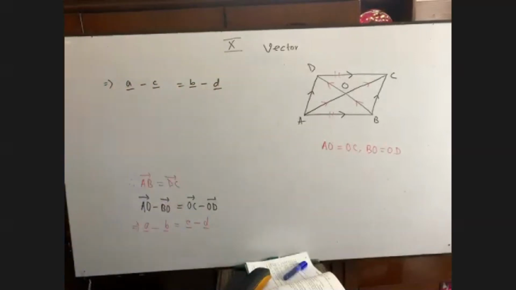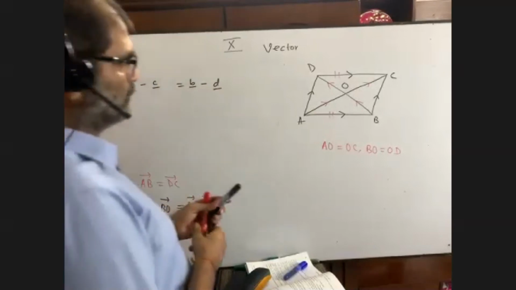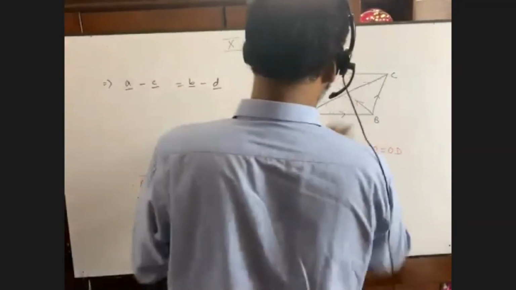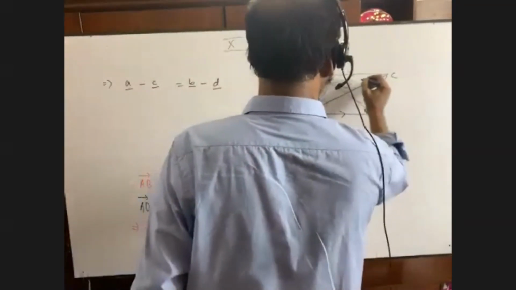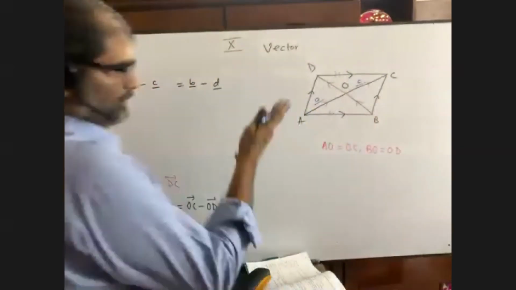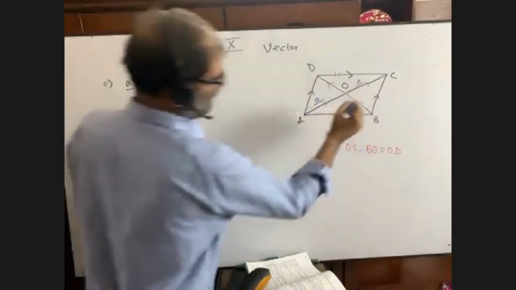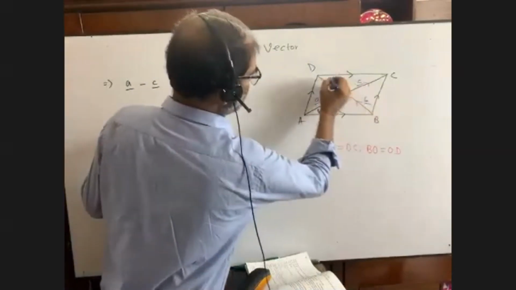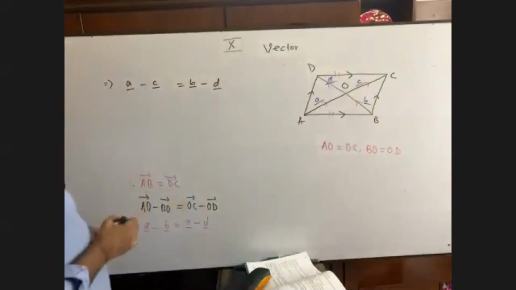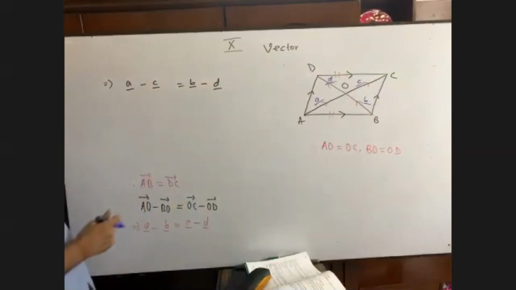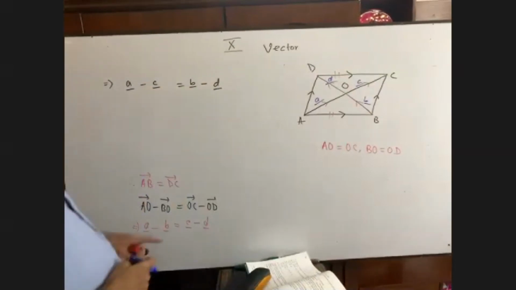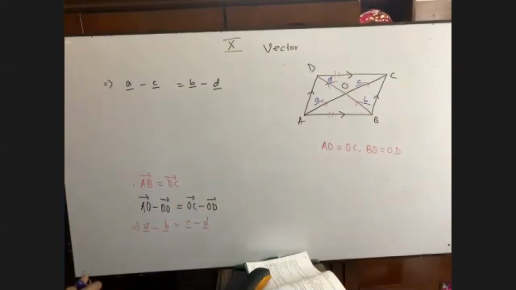Because you see, it is A and it is C. They lie on the same straight line. You see, this is B and this is D. They also lie on the same straight line. For this, AC and BD have been separated. But how have we got it?